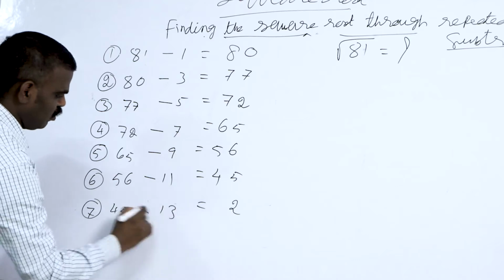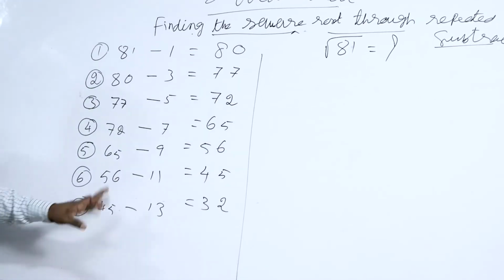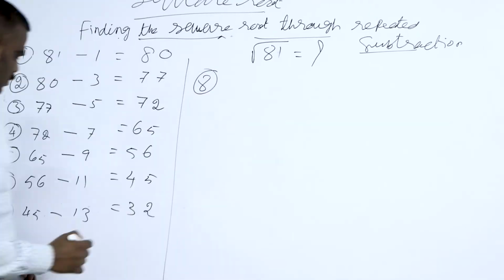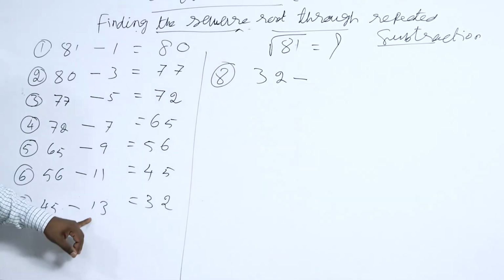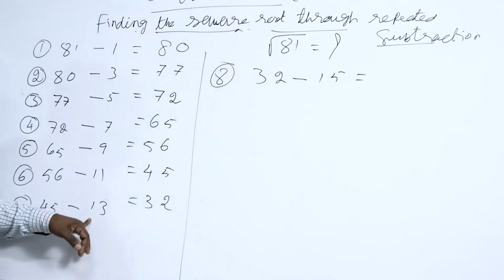4 minus 1, how much? 3. Okay, next, 8th step. 32 we have. 32 minus, what is the next odd number? 15. After 13, 15, right?